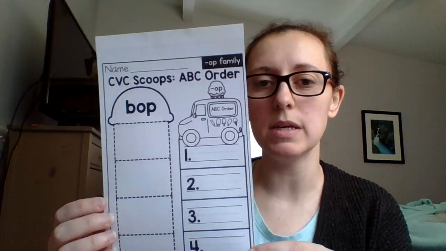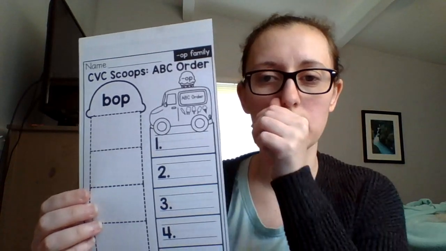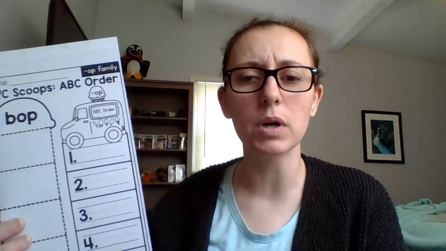And then for tomorrow, and if you would like to do it today, that's fine. You can send it and I'll give you credit for doing it today. For tomorrow, we're going to work on the CVC Scoops ABC Order activity. We've done ABC Order before, but it's a little bit more complicated, so I wanted to go over it with you.